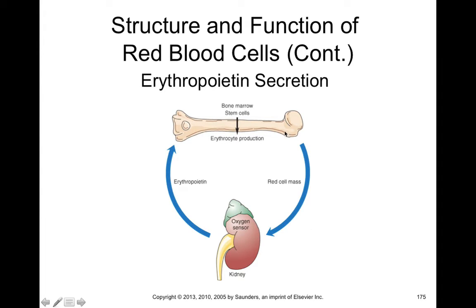But what's interesting about this form of communication is that if the kidneys are failing, you may see a situation where they can't release erythropoietin, which means you have difficulty stimulating more erythrocyte production, and that may lead to anemia. So there are different forms of anemia that can result from things like kidney failure.